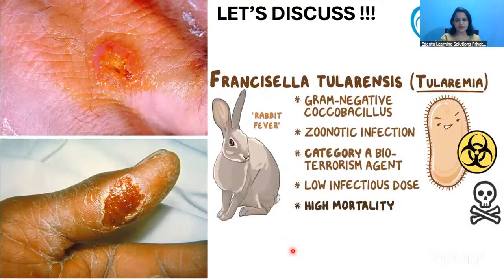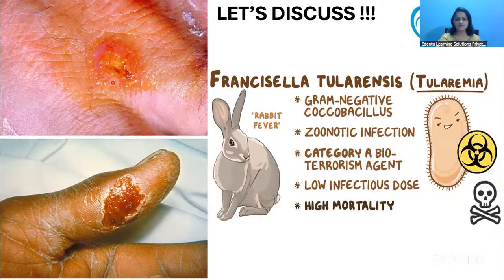So the option B, tularemia. Tularemia is a bacterial disease caused by the gram-negative bacteria Francisella tularensis, and it is a zoonotic infection, passed on to humans from rabbits. That's why it's also called rabbit fever. Very small amounts are enough to produce the infection, so a high mortality rate is also present.